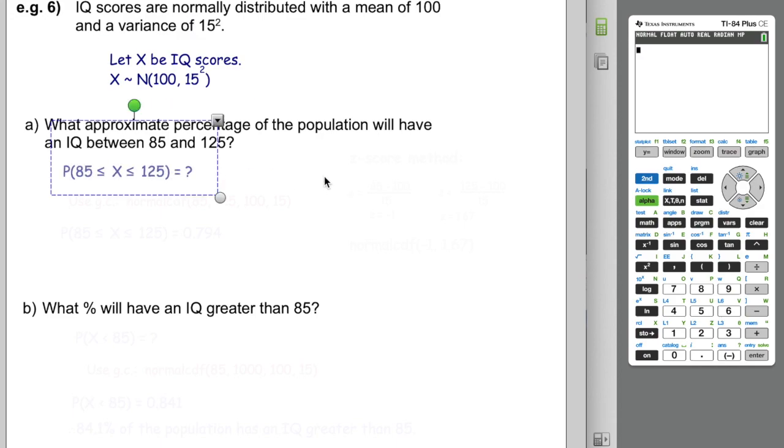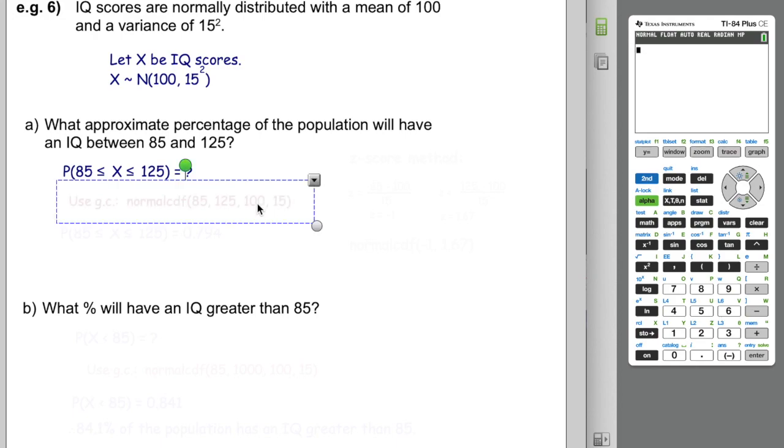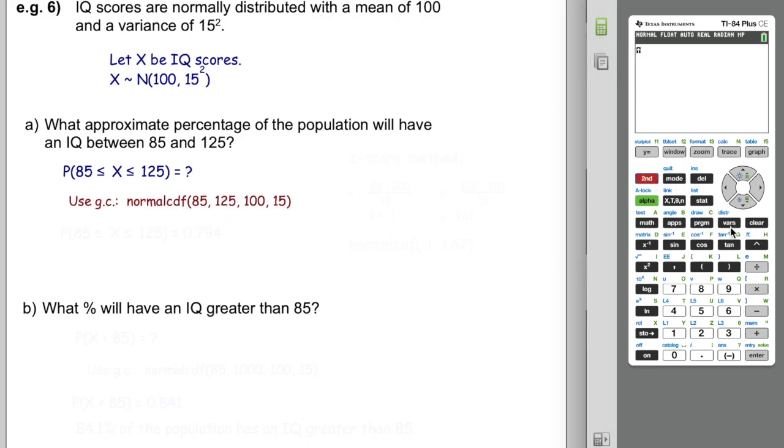So we can write this out using a notation P of 85 less than or equal to x less than or equal to 125. Using your graphing calculator, we know that we will stick with normal CDF. And number 2 here. So lower bound is 85. And then the upper bound is 125.